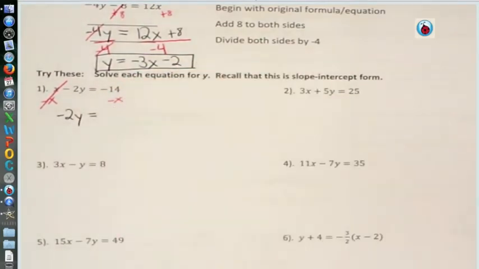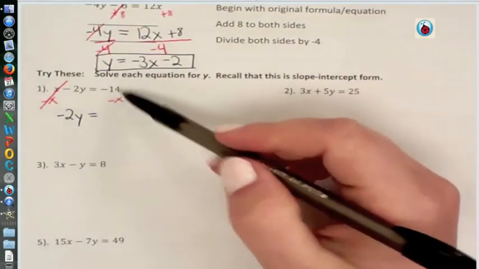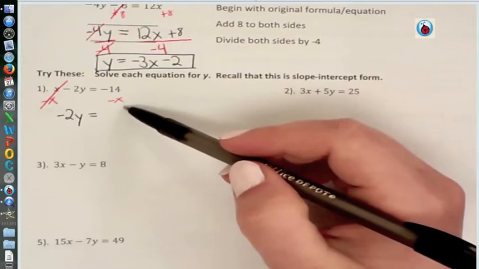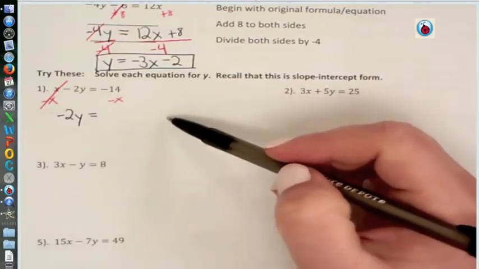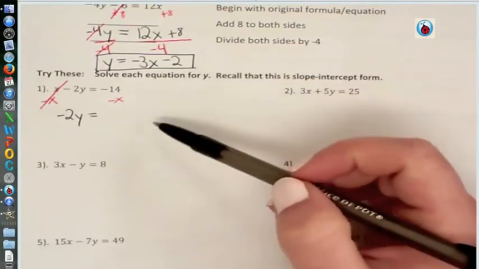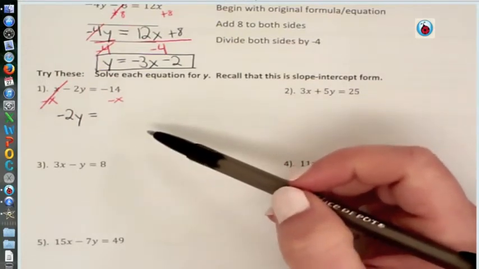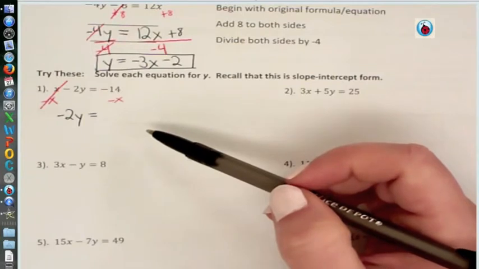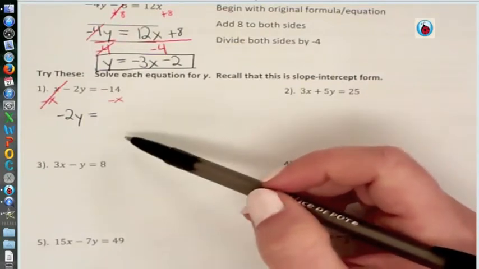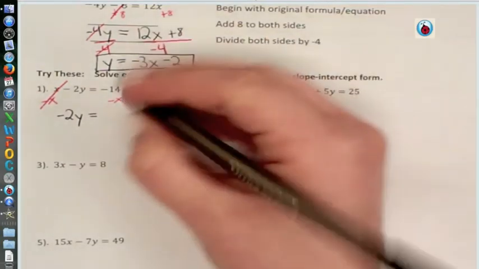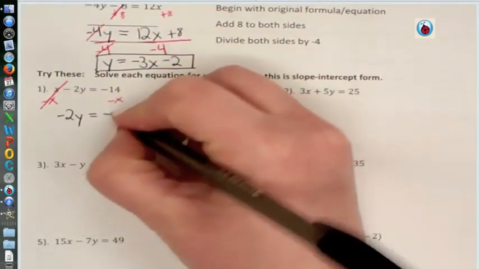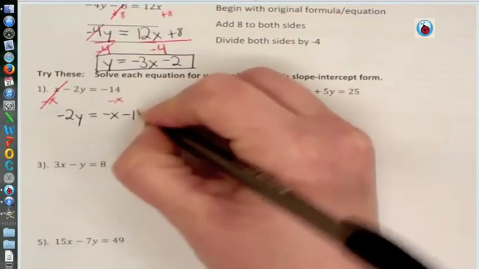On the right side, I have negative 14 minus x. A couple things about this. First of all, these aren't like terms, so we're not actually going to combine them. We'll just write them in the same line. The second thing is if I truly want this in y equals mx plus b format, it would be nicer if the x term was listed first, then the other number. So I'm actually going to switch the order here. I'm going to write minus x minus 14.